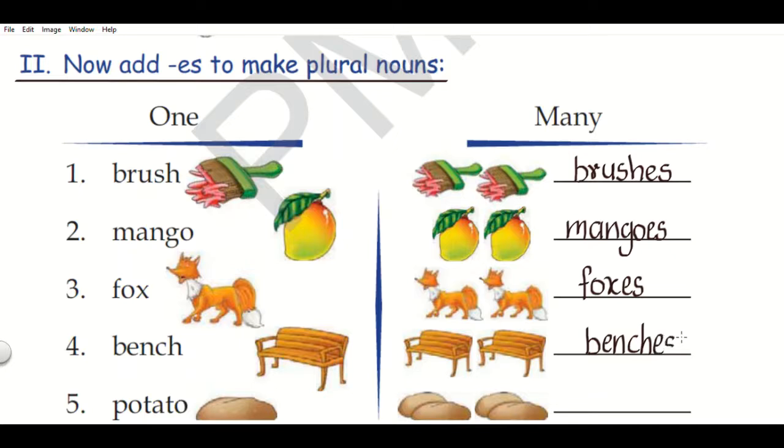One bench. Many benches. Here again, look carefully. We added es. One potato. Many potatoes. Here again, we added es to the word potato. So children, you have seen in these words we added es and made plural of it.